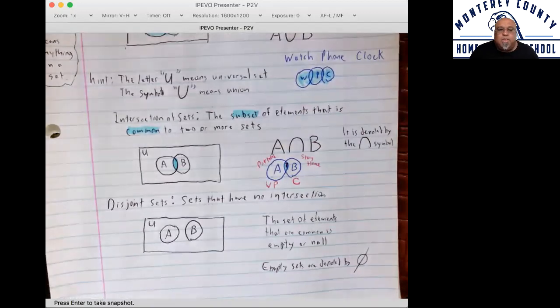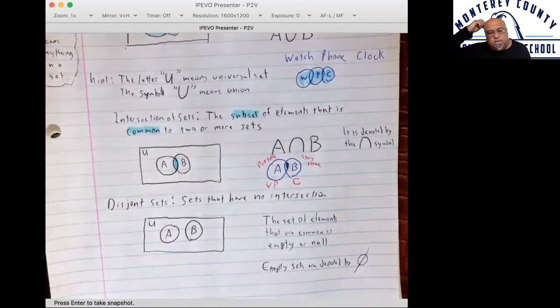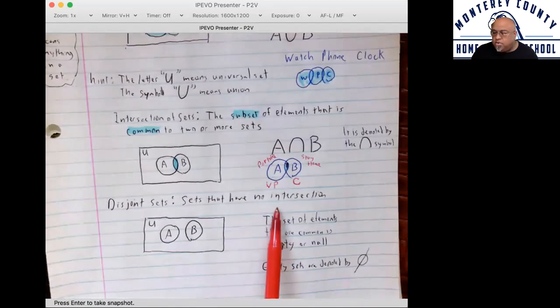Okay, but the idea is the intersection of sets is the element or elements that are common to both sets. A clock tells time, a watch tells time, but watches go with you everywhere. Clocks stay home. Okay, now what is a disjoint set? They are sets that have no intersections.